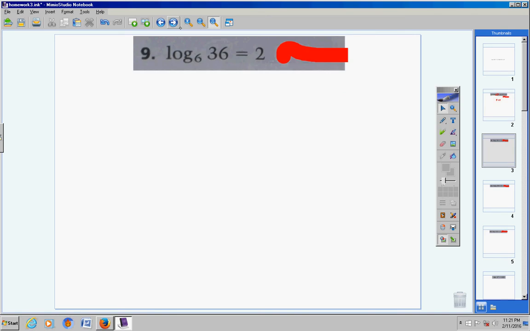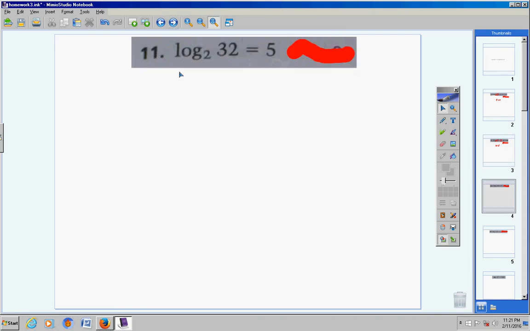Number 9. Your argument is always written all by itself on one side. On the other side, we have your base here is a base here, and your number here that the logarithm equals is your exponent. And there we go.